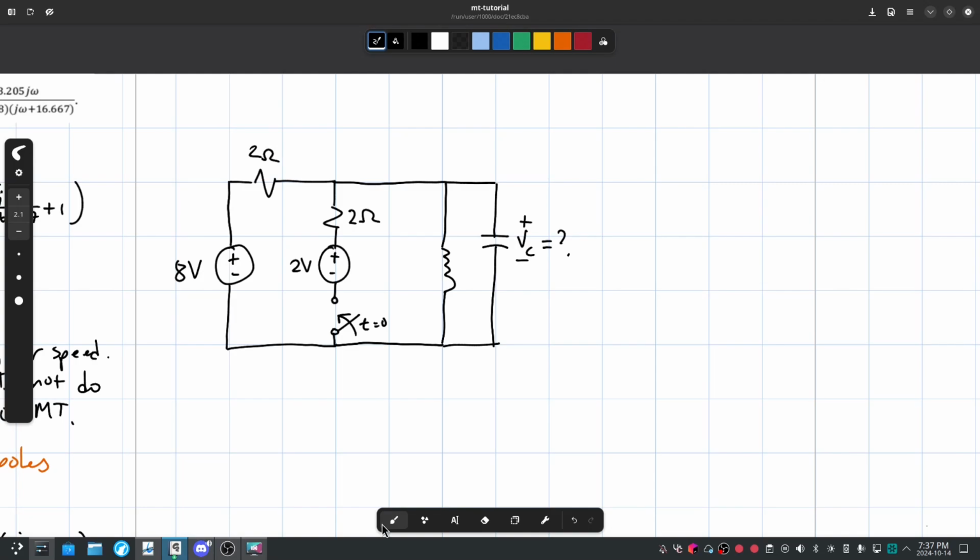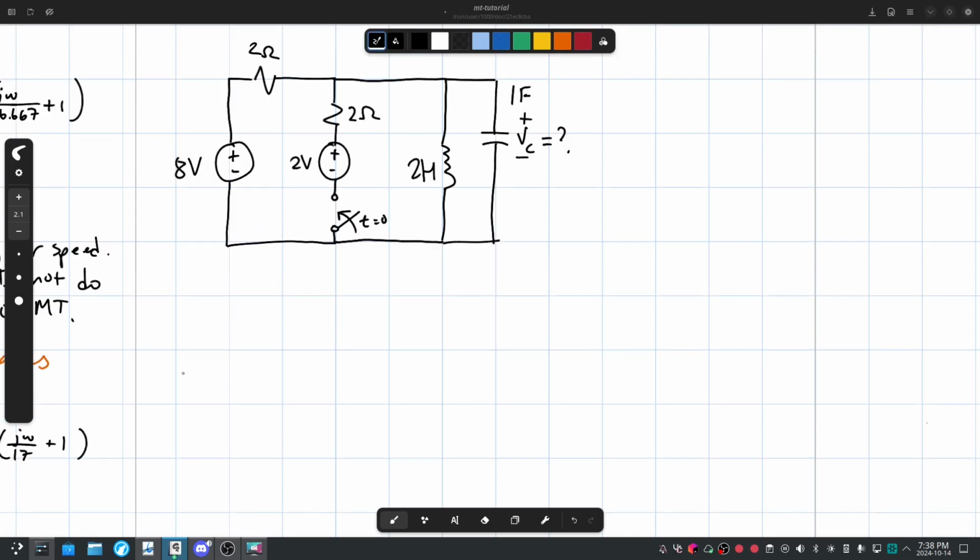So this is our circuit. Oh, I forgot, this is going to be 2 Henrys and 1 Farad. It doesn't really matter. The amount of Farads or Henrys shouldn't make it harder or easier for you, if you have a calculator. God bless, I love calculators.